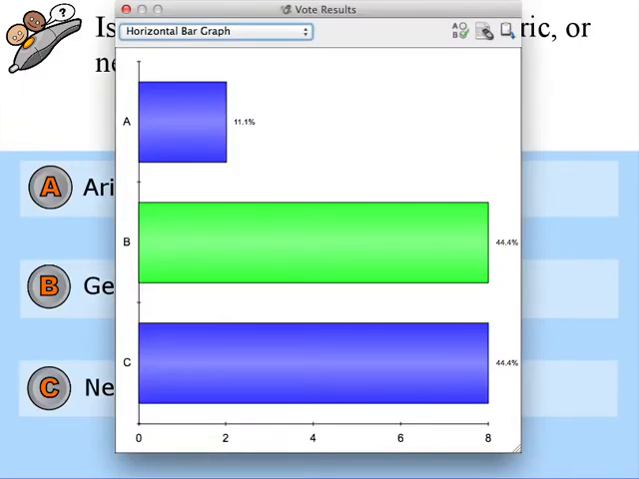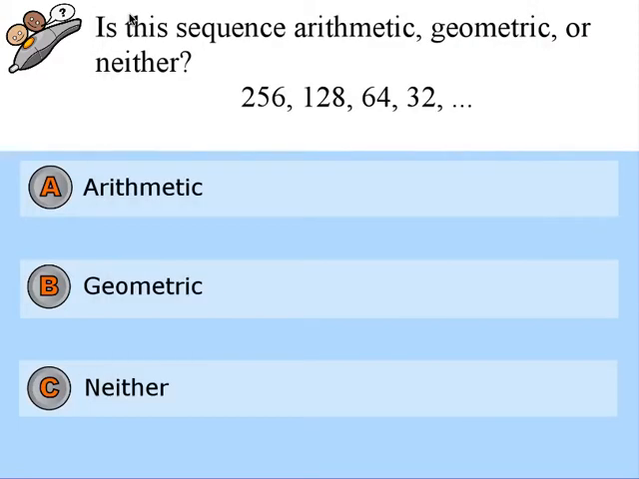B. Now, for those of you that are trying to figure out, well, what on earth? What I would suggest you do is look to 64 and 32. You notice they're a half, right? So then the question is, could I take 256 times a half and get 128? Yep. 128 times a half and get 64? Yes. So this one's actually geometric. You're just multiplying every time by 1/2. Those are things you need to look at.